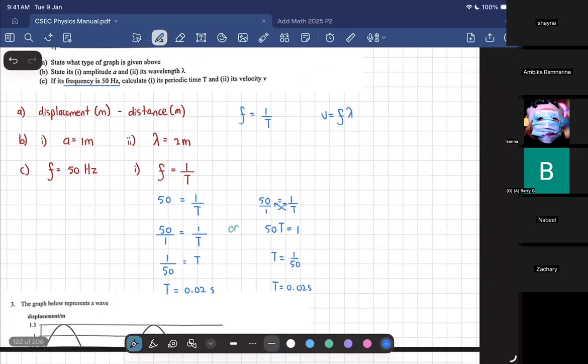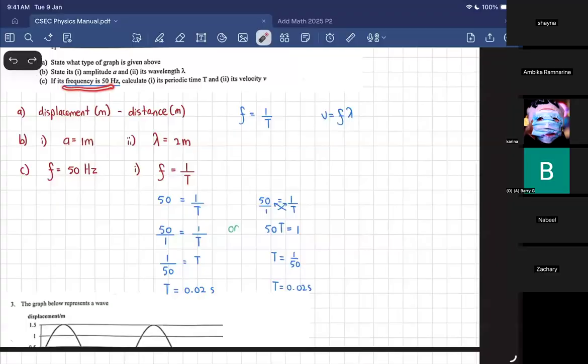First of all, is there anybody here that does not understand why I decided to use this formula? After this question, that'll be it for class for today. Is there anybody that does not understand why I use that formula? No, sir. Right. I use that formula because they gave me frequency and they asked me for periodic time t. So I need a formula that has both frequency and periodic time in it. So f is equal to 1 over t. Frequency is 50. I don't know what my period is, so I leave that blank.